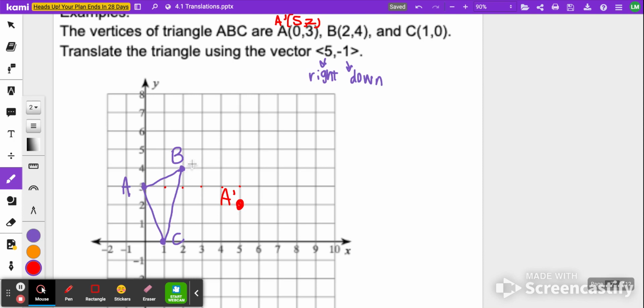Let's do letter B. Going to the right 1, 2, 3, 4, 5, down 1. Here is my B prime. Again, adding 5 means that is (7, 3). Add 5, subtract 1. C prime will be 1, 2, 3, 4, 5. Down 1 should end up down here. That should be at (6, -1) for C prime. Connecting all my points together, and I now have my translated image.